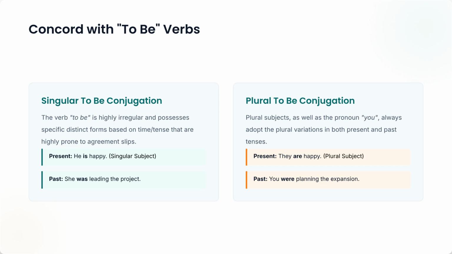The verb to be is highly irregular. Singular subjects use forms like is and was. Plural subjects and the pronoun you always adopt plural variations, such as are and were, in both present and past tenses.